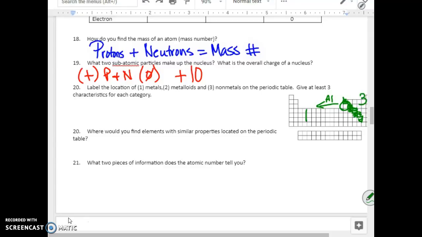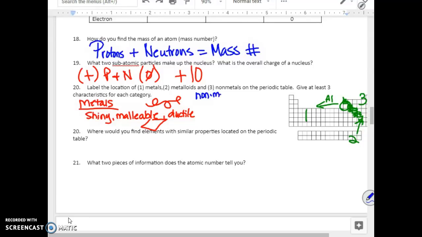So, I'm sorry, those are number 2, metalloids. So for metals, these are shiny, malleable, meaning that it can be stretched into long, thin sheets, and ductile. That's long, thin wires. For nonmetals, it's basically opposite that.